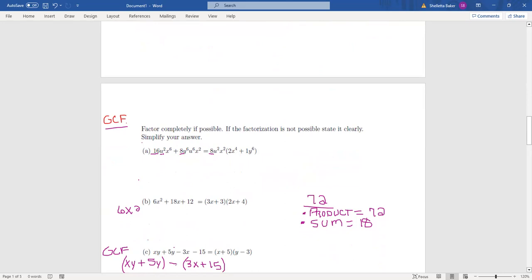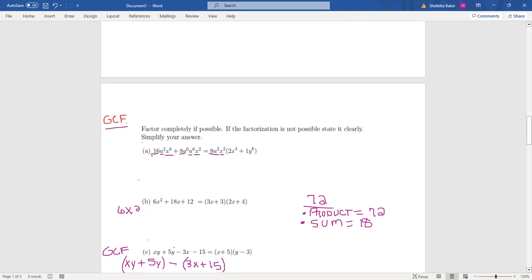And then our u values, I have u squared, u to the 6th. So the greatest number of u values I can factor is u squared. My x, I have x to the 6th and x squared. So again, it will be x squared. Collectively, our GCF, greatest common factor, is going to be 8u squared x squared.